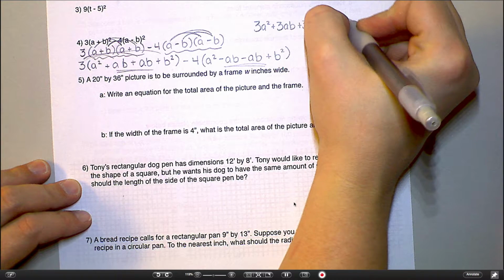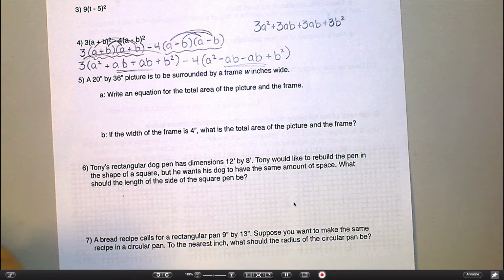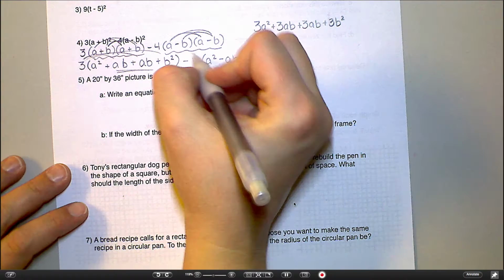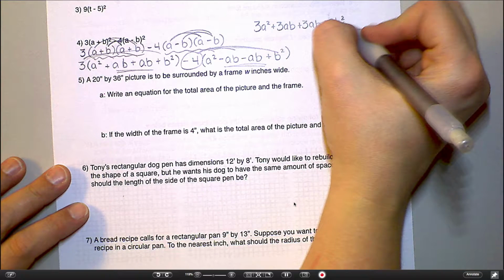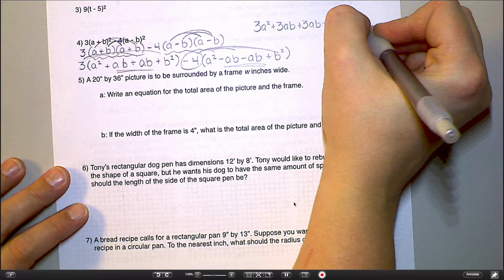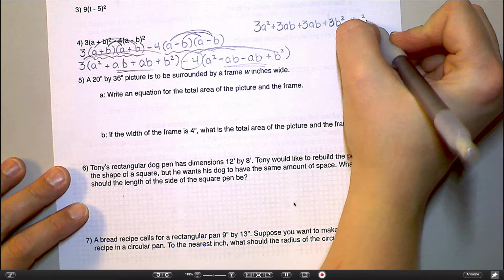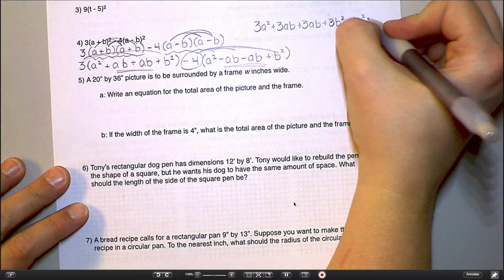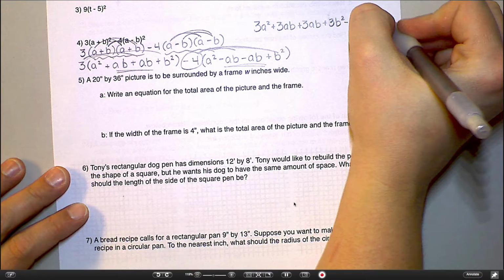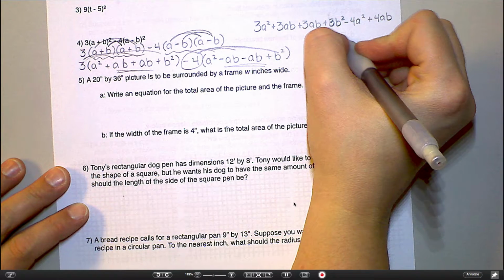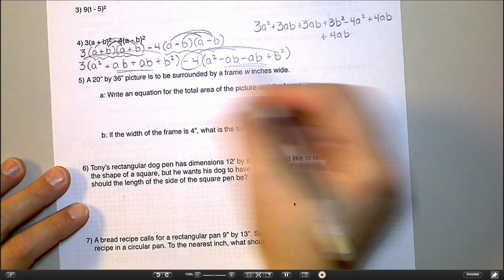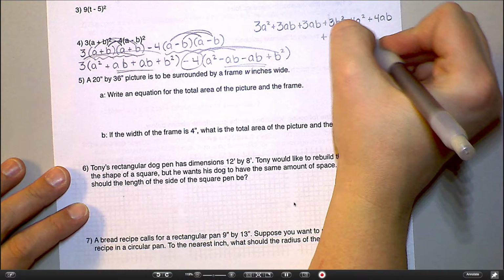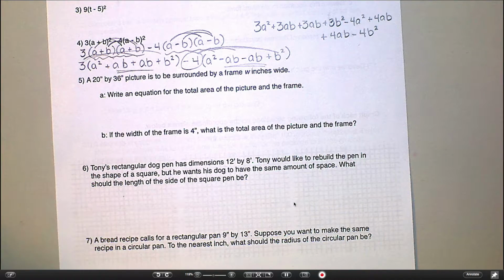What am I going to distribute to the other parentheses? Negative 4. Remember that that's a negative. So all of these get multiplied by negative 4. So now I'm going to have minus 4a squared. This negative 4 and negative ab are going to give me a plus 4ab, plus another 4ab for the second one here. And then this would become minus 4b squared. Okay. That was loads of fun.